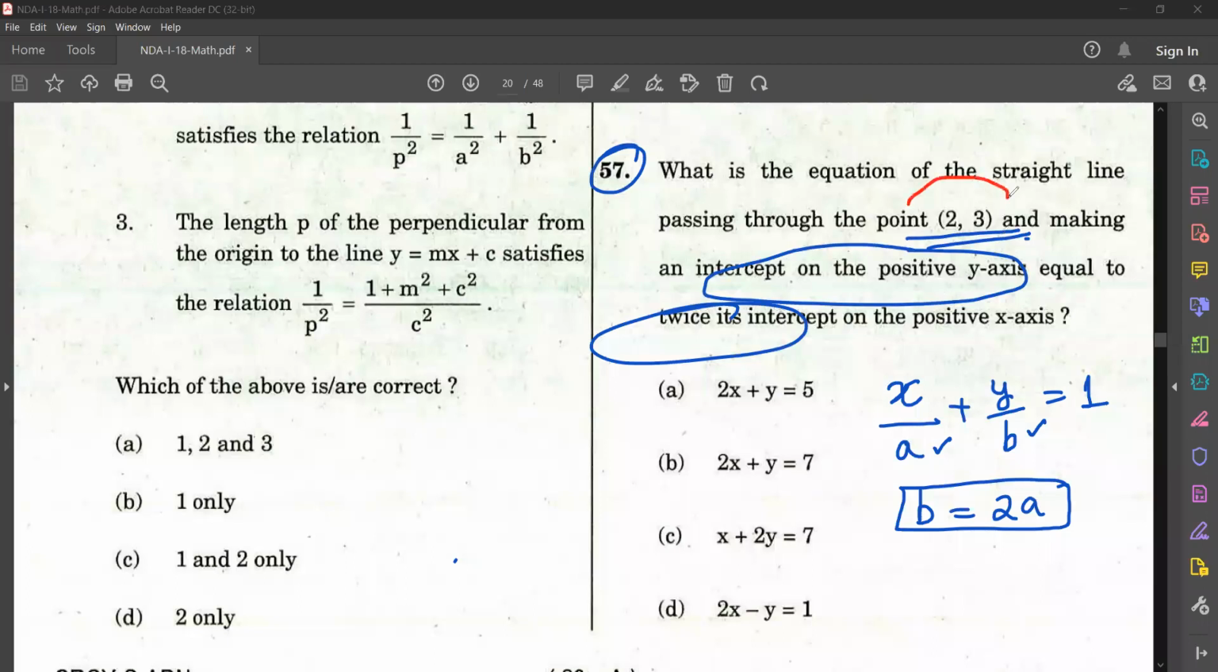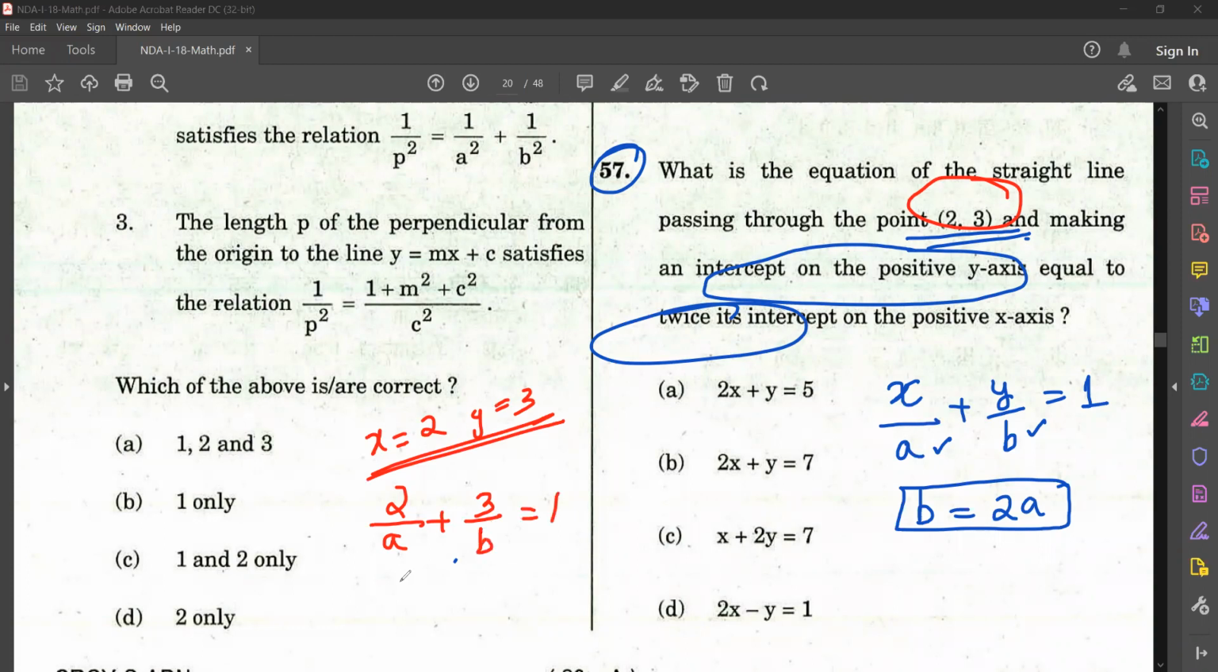And they have already given that this passes through point 2, comma 3. So x is equal to 2, y equal to 3, because it passes through 2, comma 3. So that is 2 by a plus 3 by b equal to 1. B is 2a, so 2 by a plus 3 by 2a is equal to 1. Just solve this and find out a. So that will be 4 plus 3 is equal to 2a, or you can write 7 is equal to 2a.